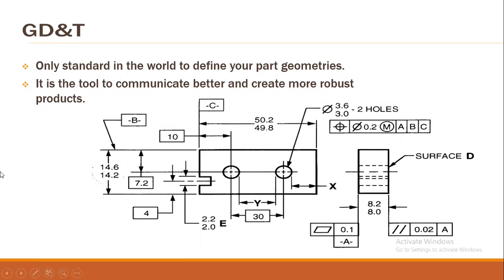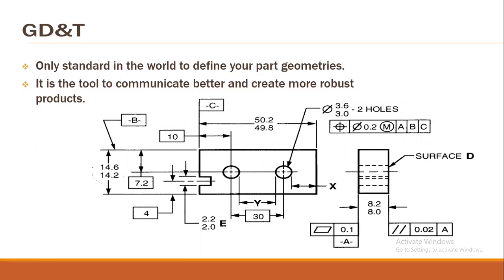Here we have maintained, if you see this 50.2 and 49.8, if I mention 50, it's not possible to create exactly 50. You will get 49.8 or 50.2. So we define this tolerance. If my object is between these dimensions, it's acceptable. If not, then I will reject it.